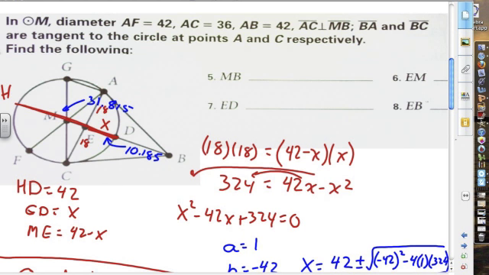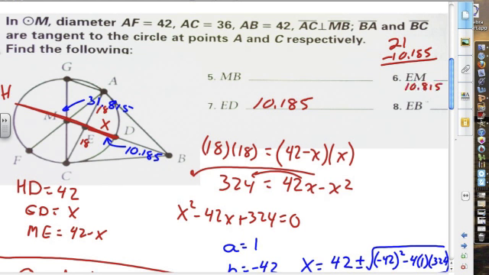Got it? I got the whole thing figured out. The whole thing equals 42. Now I know all my numbers. I know e to d is 10.185. I know my e to m is 21 minus 10.185, or it's the 31.815 minus 21.